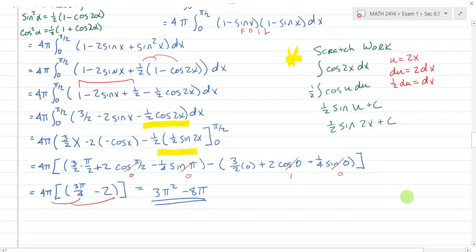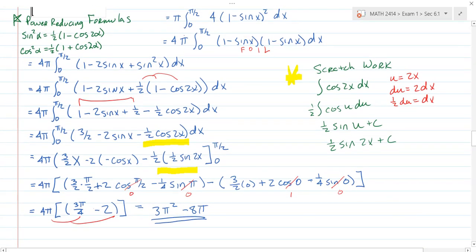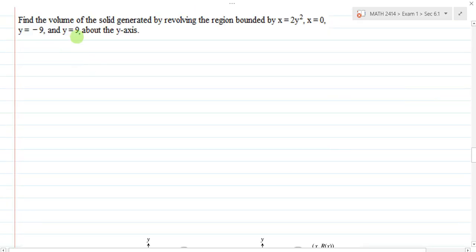Our second exam is going to be focusing more on more complicated integration techniques. This wasn't anything that was terribly complex, other than we had to recognize how to use the power reducing formula, and then if you needed to do the scratch work to take care of integrating the multiple angles there. All right, next we want to find the volume of the solid generated by revolving the region bounded by these curves about the y-axis.